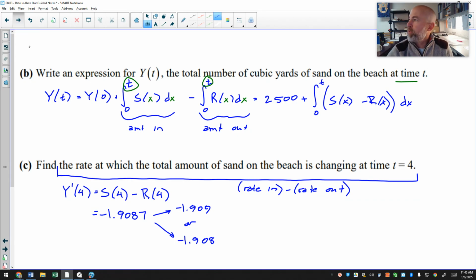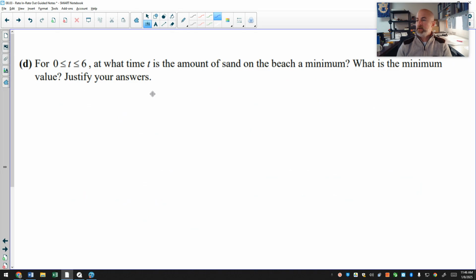And let's look at part D. What they put in part D is extremely common on these rate in, rate out problems. They very frequently will ask you when the amount of sand is at a minimum or at a maximum. In this case, they're asking for the minimum. And this particular problem says for t from 0 to 6, we're on a closed interval. We want a minimum on a closed interval. This is an extreme value theorem question.